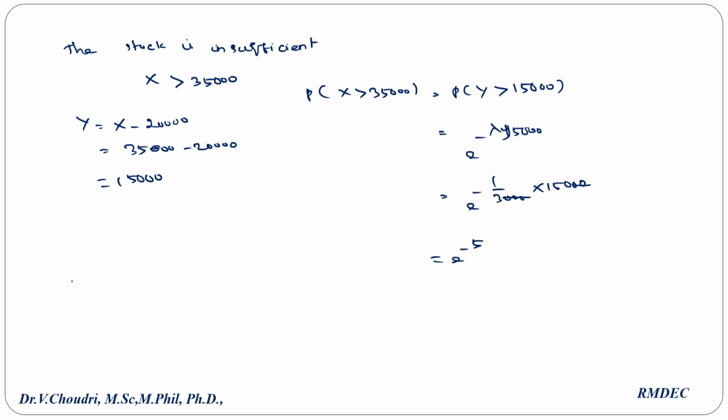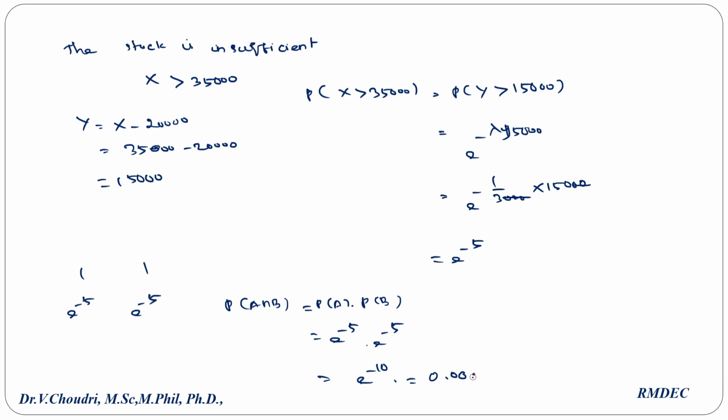For these 2 days, first day e power minus 5, second day e power minus 5. As already told, in exponential distribution the first event and second event do not affect each other, so both are independent. So P of A intersection B equals P of A into P of B. First day e power minus 5, second day e power minus 5, so the answer is e power minus 10, which is 0.00045. That is the answer. Okay. Thank you.